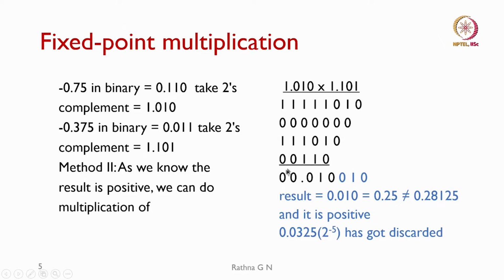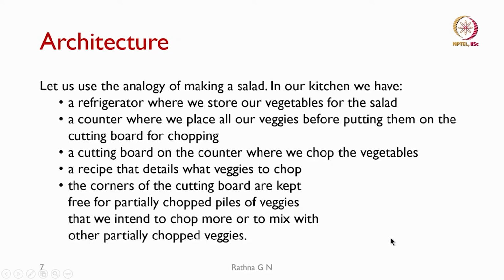Then we add, and we are getting the same result as the previous method. Here also we will be considering it as 0.010, which is equivalent to 0.25, which is not equivalent to 0.28125 what we are supposed to get. So, this is the truncation that we are supposed to have in multiplication of fixed point numbers. Here also the 2 power minus 5 bit has got discarded.